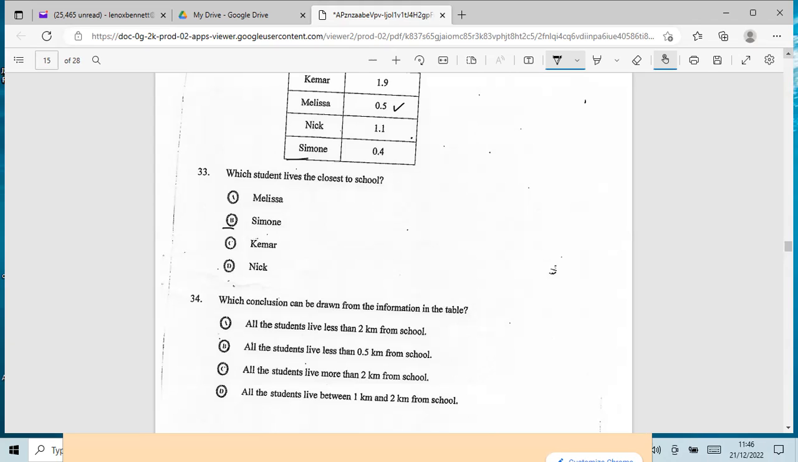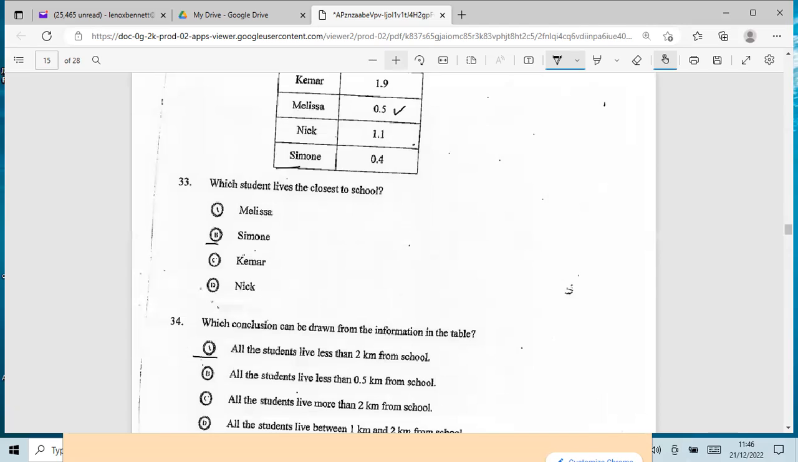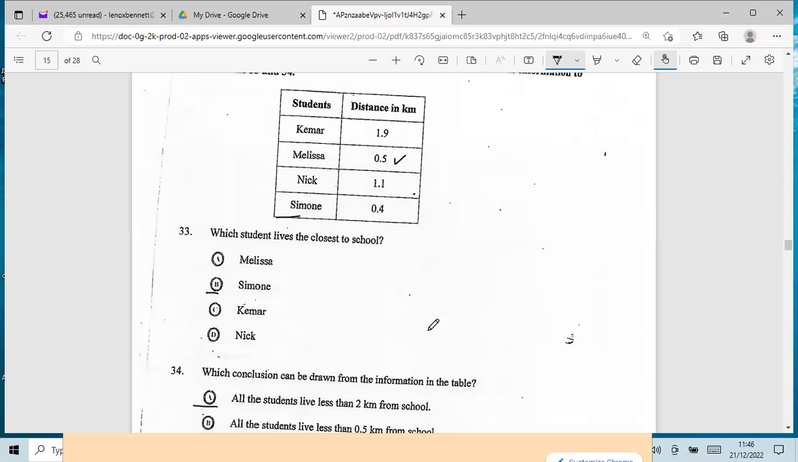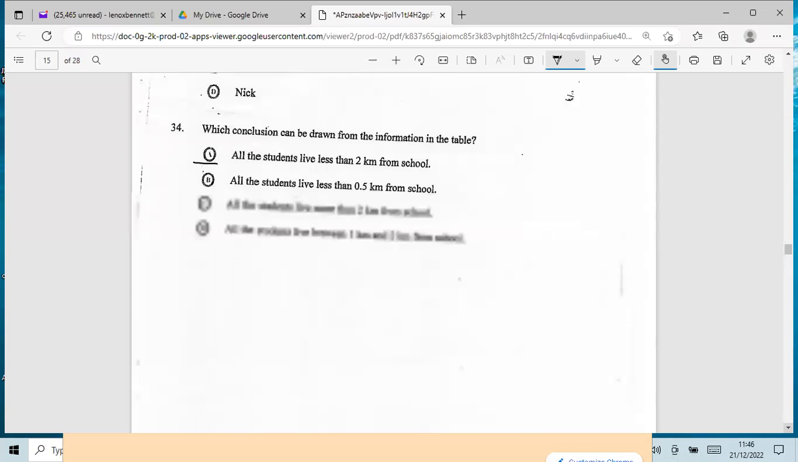The first statement says all the students live less than 2 km from school. That is actually correct. Look at the numbers. None of them reach 2 kilometers. The highest is 1.9. 1.9 is less than 2 kilometers. So it's actually A. So you see why I say you have to read it very carefully. All right, let's move on to 35.